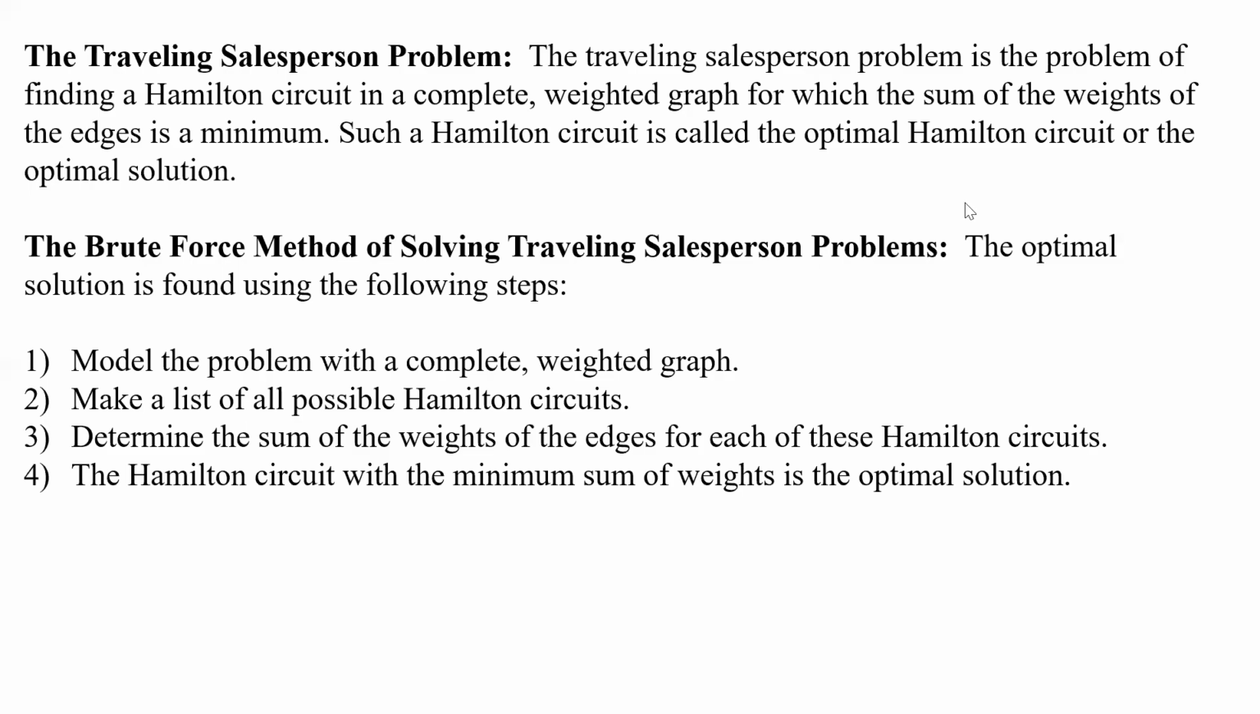All right, so we're still doing this traveling salesperson problem. And here, we're trying to find a Hamilton circuit in a complete weighted graph for which the sum of the weights of the edges is a minimum. That's the key. We're looking for a minimum. And such a Hamilton circuit is called the optimal Hamilton circuit or the optimal solution.